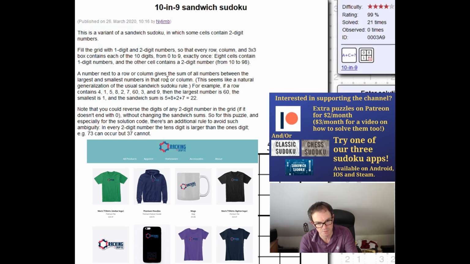So for this puzzle, and especially for the solution code, oh, don't worry about the solution code, that's if you want to type the solution code into Logic Masters Germany, which we don't want to do. There's an additional rule to avoid such ambiguity. In every 2-digit number, the 10's digit is larger than the 1's digit, so 73 can occur, but 37 cannot.